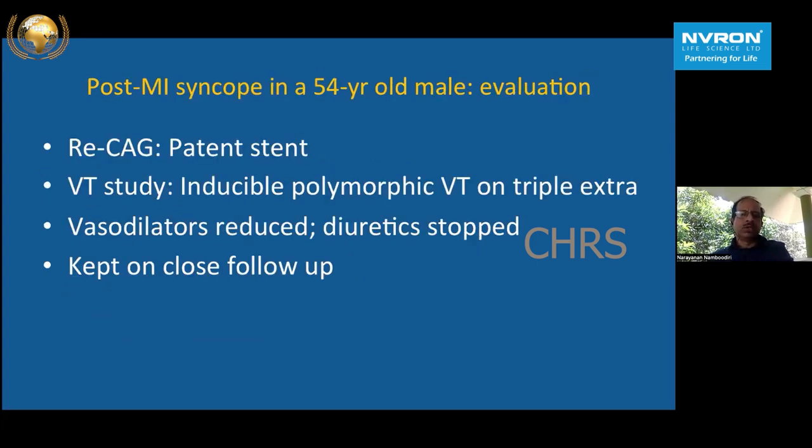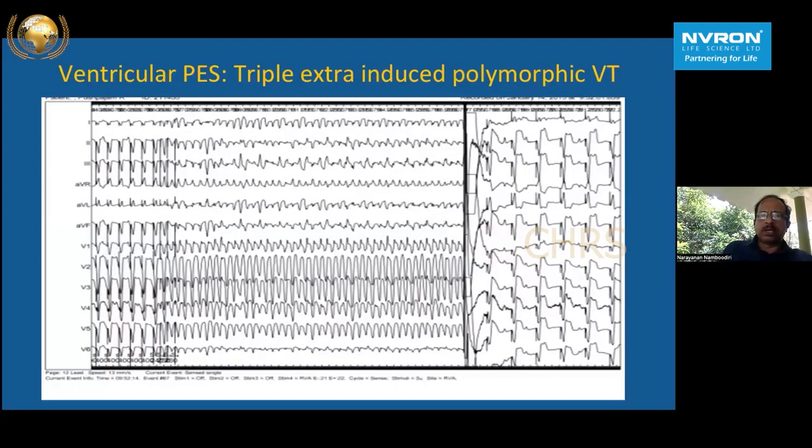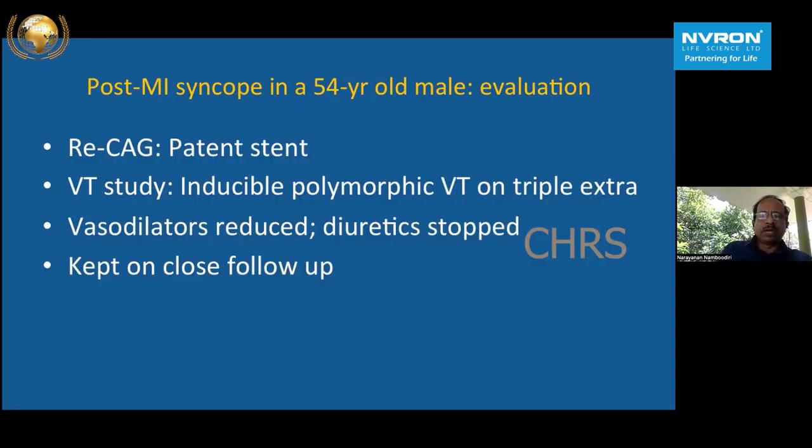This patient had an angiogram which showed a patent stent. VT study showed inducible polymorphic VT on triple extra, which is actually non-specific. So this cannot be considered as an inducible ventricular tachycardia as per the standard definition. Vasodilators reduced, diuretic stopped and kept on follow-up.